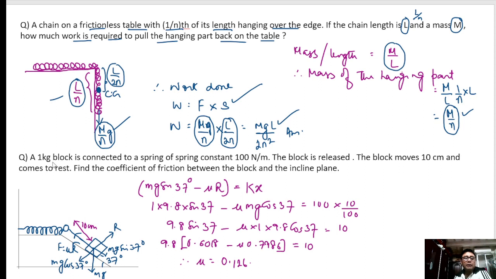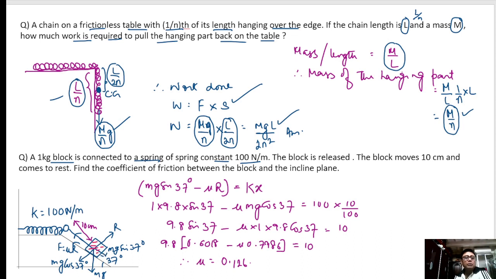Next, a 1 kg block is connected to a spring. The spring constant is given to us as 100 Newton per meter. And a block is resting here. So this is the block which is resting here.